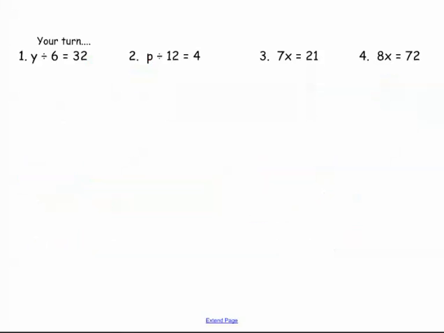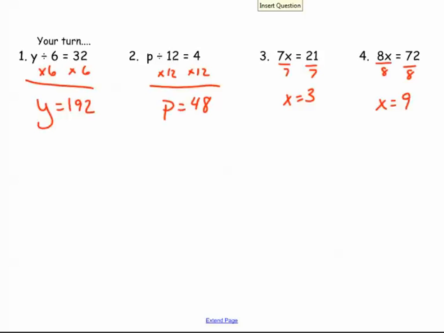All right, why don't you go ahead and do these 4 problems, these multiplying and dividing problems, and come back when you have your answers. All right, check your answers. Again, I hate to be a broken record, but I want to see all of those steps. Okay?